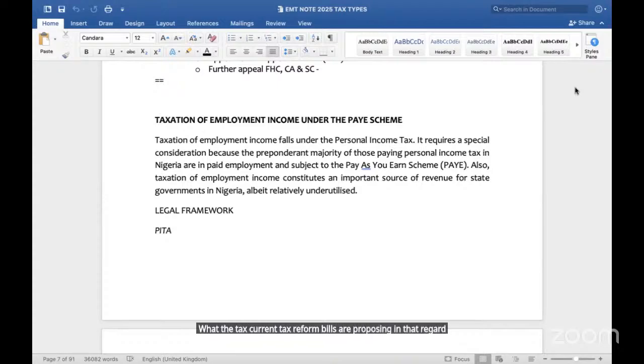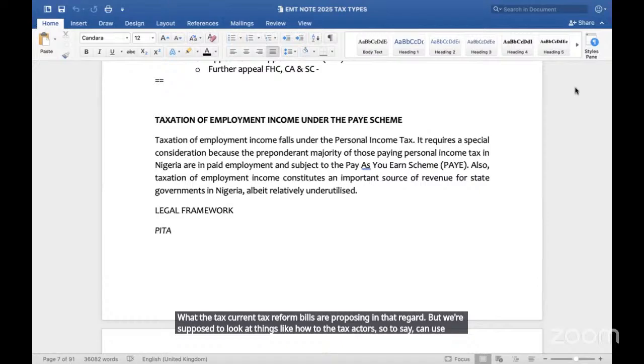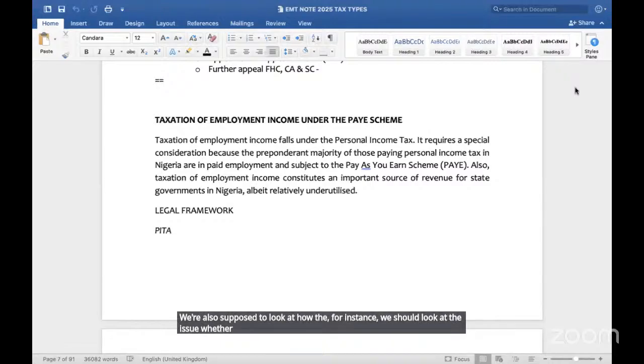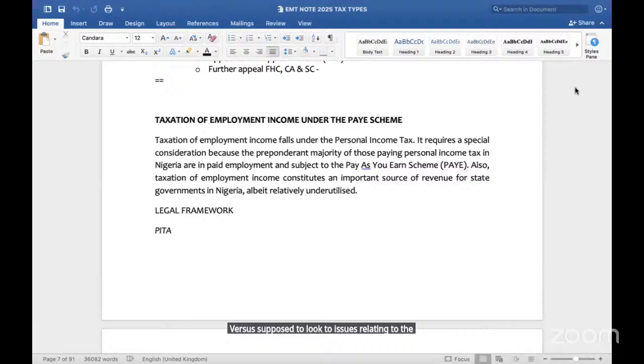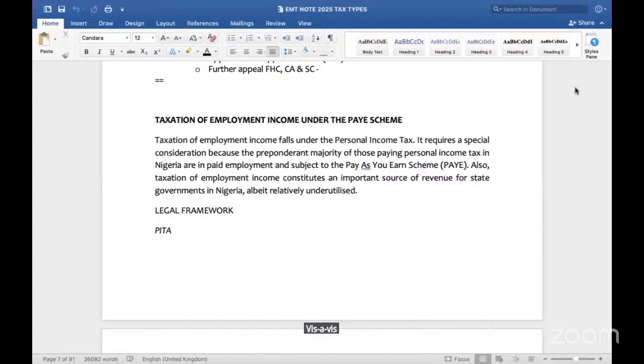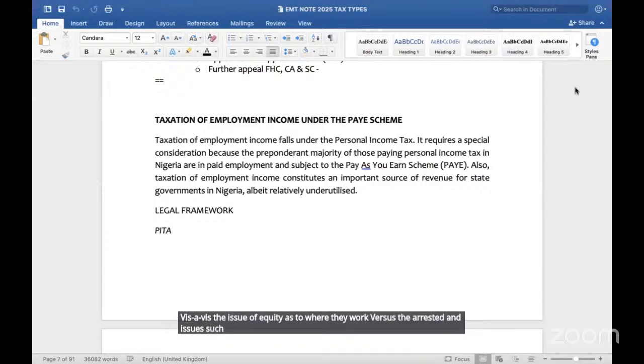But we're supposed to look at things like how the tax actors, so to say, can use technology to ensure that persons liable to tax are brought into the tax net. We're also supposed to look at the issue whether income tax should even be centralized at all, as the present tax reform bills are proposing. We're also supposed to look at issues relating to the determination of residence, like you mentioned in Schedule 1 of the Bill, vis-a-vis the issue of equity as to where they work versus their residence, and issues such as where a person has multiple areas of residence, like for instance, Dangote, whom you mentioned yesterday. We're supposed to consider that as well.